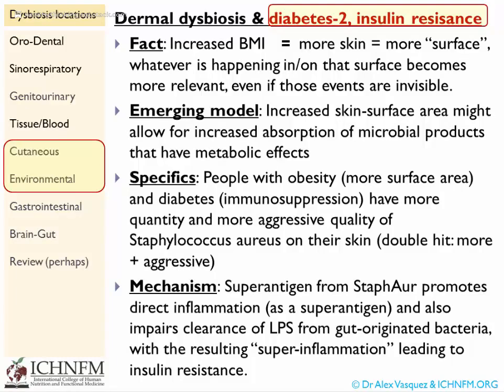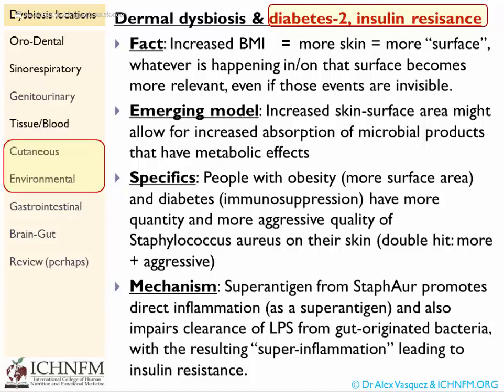Going into more specifics, we see that people with obesity have more surface area, and that people, of course, with diabetes are immunosuppressed. So they have more quantity of bacteria, and they have a more aggressive quality of the Staphylococcus aureus on their skin. So it's kind of a double hit. They have more bacteria, and they have more aggressive bacteria, perhaps due to the fact that they're immune suppressed. So the pathophysiologic molecular mechanism that we're looking at here is that superantigen from Staphylococcus aureus gets absorbed through the skin to promote direct inflammation as a superantigen, but it also impairs clearance of endotoxin from gut-originated bacteria. And this results in what we can call superinflammation, leading to insulin resistance.